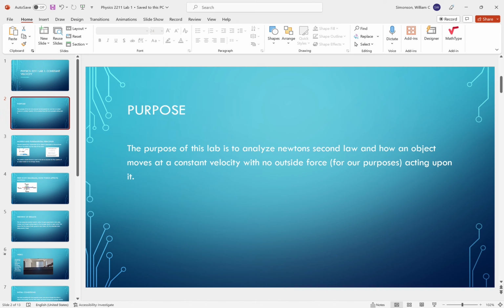The purpose of this lab is to analyze Newton's second law and how an object moves at a constant velocity with no outside force acting upon it. In the real world, there can be many forces acting upon an object, such as friction or air resistance, that oppose the direction of velocity.